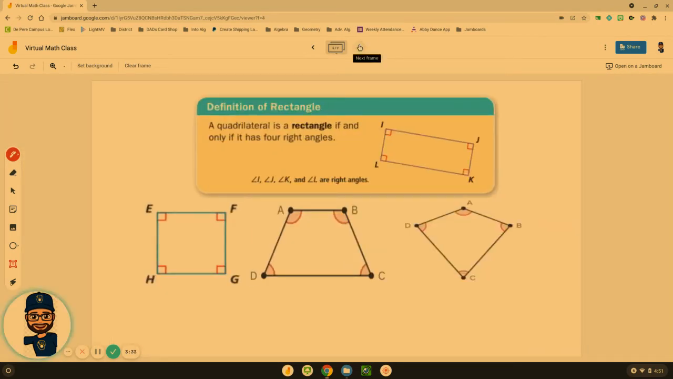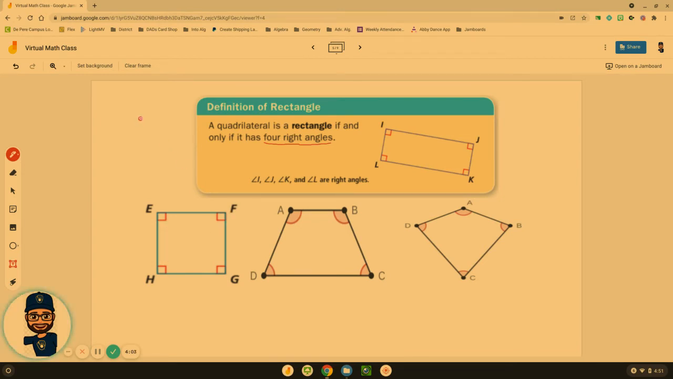Okay, a rectangle. A quadrilateral is a rectangle if and only if it has four right angles. We can call something a rectangle if and only if it has four right angles. Okay, so here's what the traditional picture of a rectangle might look like. Four rectangles. Same thing down here. Even though it looks like a square, it's technically a rectangle.